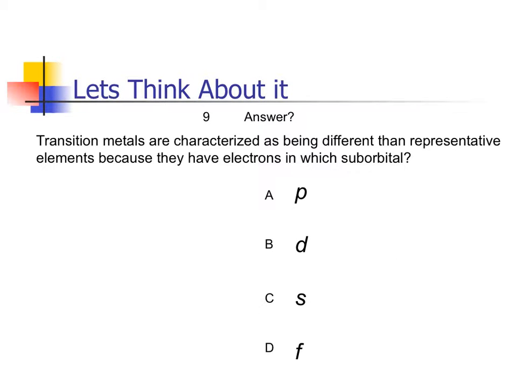Transition metals are characterized as being different than representative elements because they have electrons in which suborbital? Think back from the previous unit.